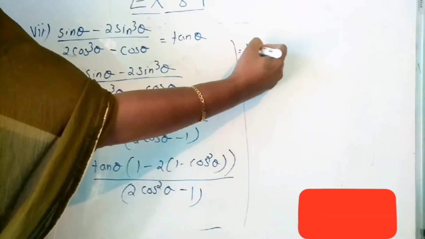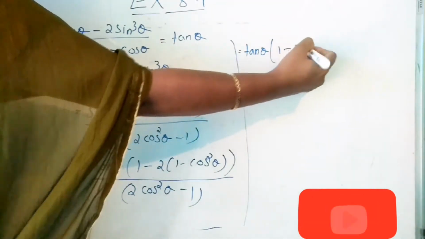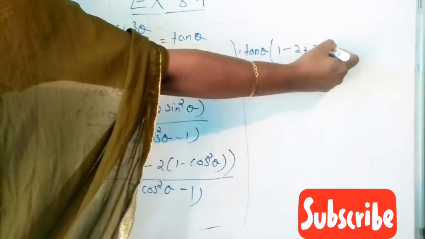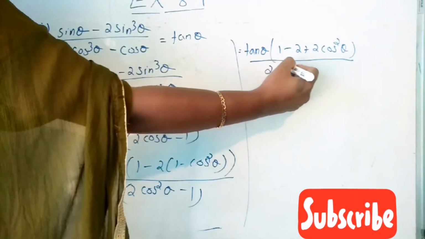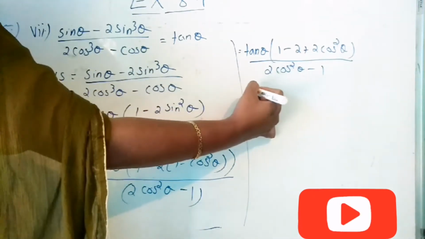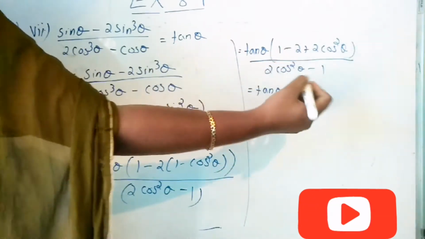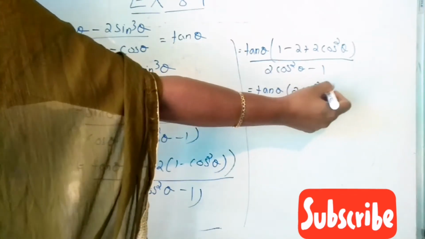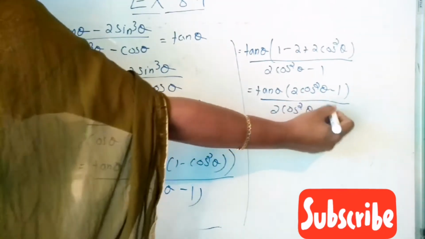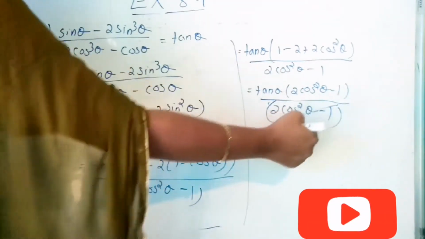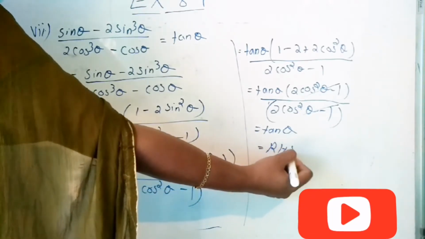This is equal to tan theta into (1 minus, just open this bracket, 1 minus 2 plus 2 cos square theta) divided by (2 cos square theta minus 1). And this is equal to tan theta into (1 minus 2, that is minus 1, so 2 cos square theta minus 1) divided by (2 cos square theta minus 1). These two terms get cancelled and we will have tan theta. This is equal to RHS.